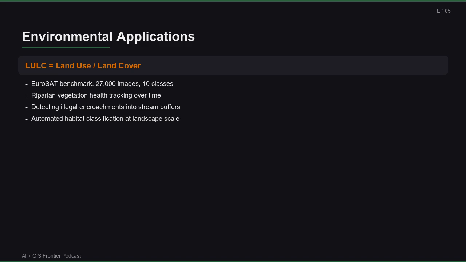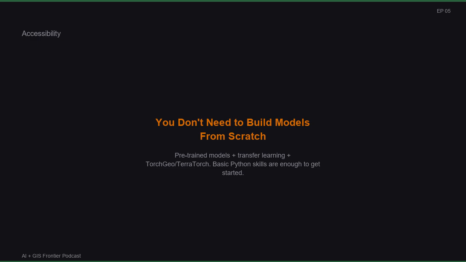What should a GIS professional know about working with these models? The most important thing is that you do not need to build these models from scratch anymore. Pre-trained models and transfer learning mean you can get excellent results by fine-tuning an existing model with your local data. Tools like TorchGeo and TerraTorch, which we will cover in another episode, make this accessible to someone with basic Python skills. The workflow is: find a pre-trained model close to your use case, collect a modest set of training samples from your area of interest, fine-tune, validate, and deploy.